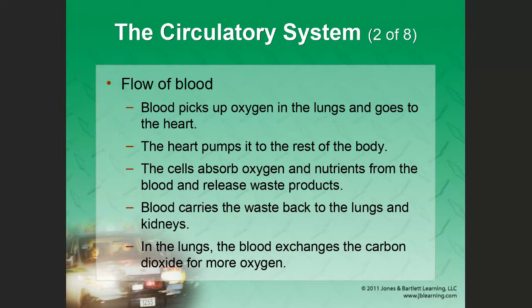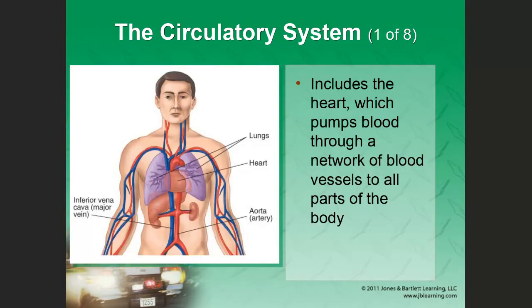So the cells absorb oxygen and nutrients from the blood and release waste products. The blood carries the waste back to the lungs and the kidneys, and in the lungs, the blood exchanges the carbon dioxide for more oxygen. So it's a continuous process.